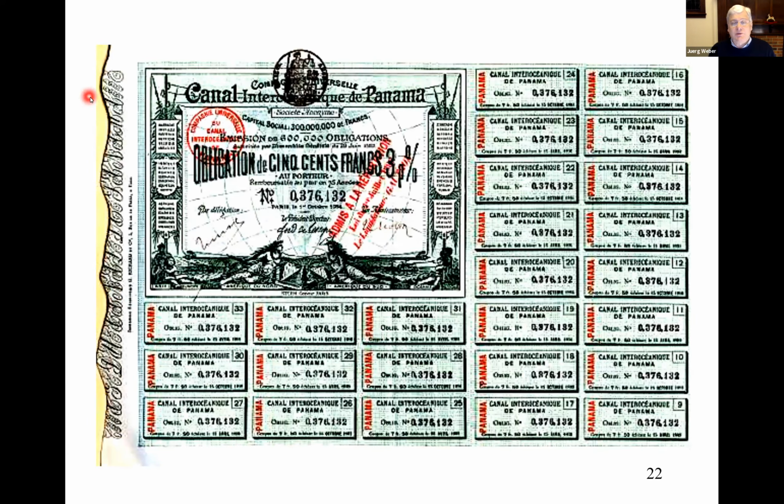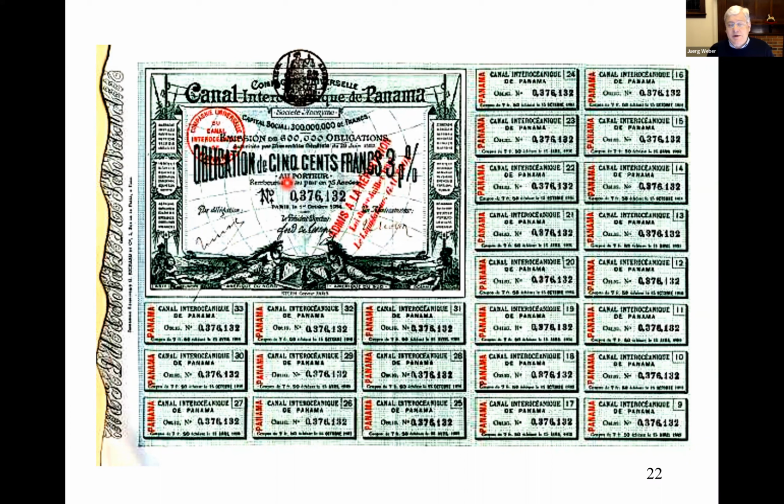Here you see a historical bond issued by the Panama Canal Company. This bond is still a certificate, a piece of paper. The Panama Canal Company tried to build the Panama Canal in the 1860s, and for this it required money. So it issued those bonds. The face value of this bond is 500 francs, and the interest rate is 3%. So each year, the Panama Canal Company paid to the investor 15 francs, which is 3% of the 500.